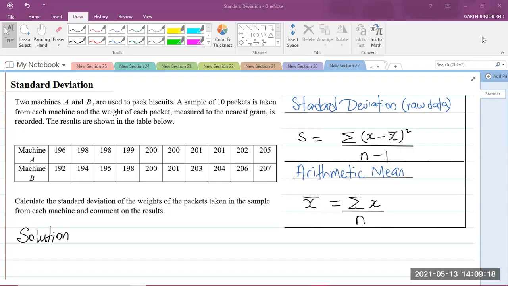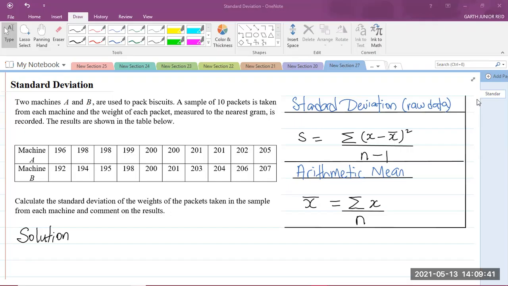We have our solution. So we're basically going to compare the standard deviation for machine A and the standard deviation for machine B. First, I'm going to find the standard deviation for machine A. So I'm now focusing on machine A.